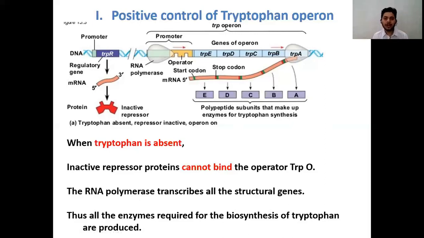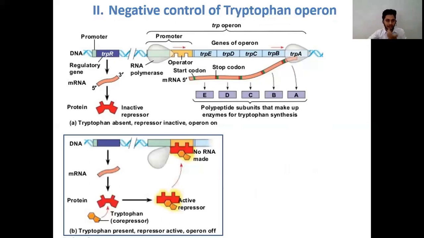So this is how the positive control of the tryptophan operon works, which means that the tryptophan operon is switched on. Now let us understand the negative control, how the tryptophan operon is switched off. We already remember when the tryptophan operon is going to be switched off: only and only when there is a sufficient amount of tryptophan already present in the cell.